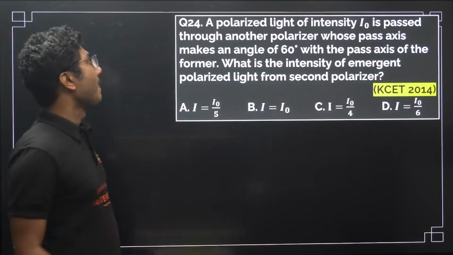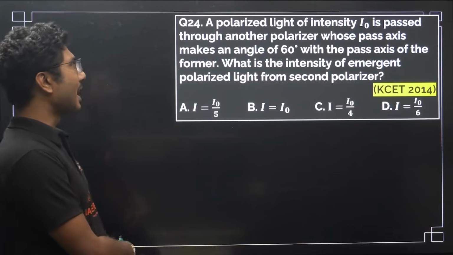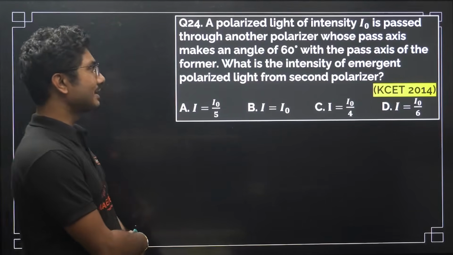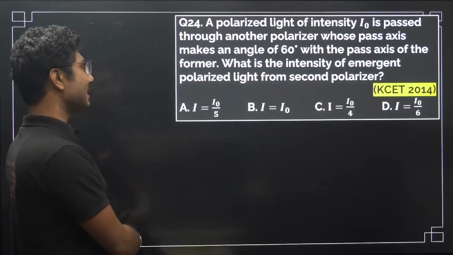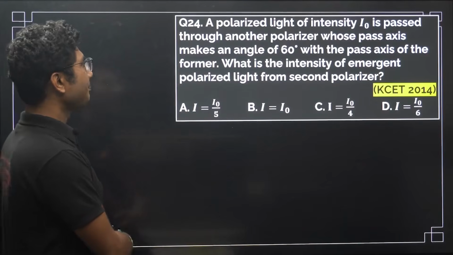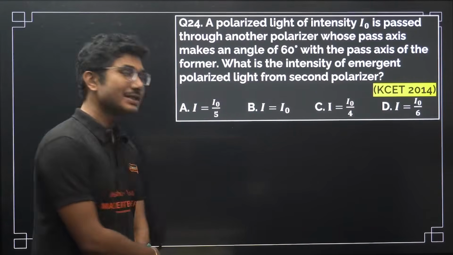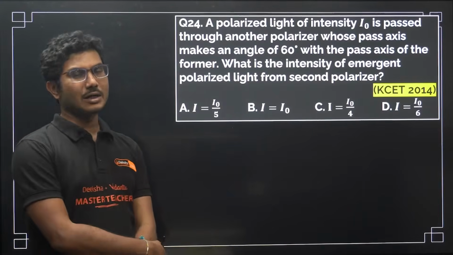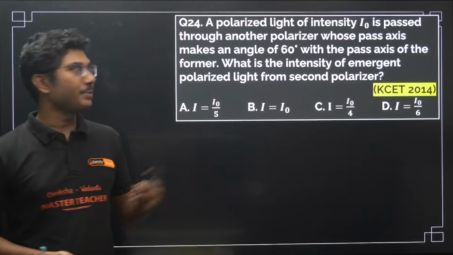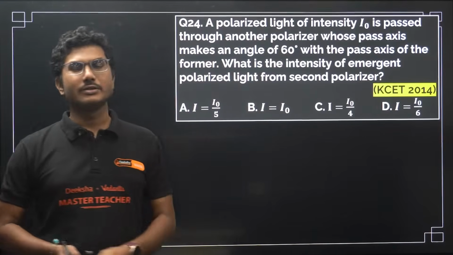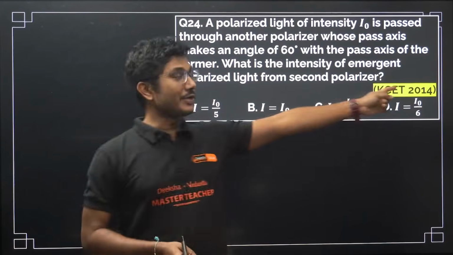A polarized light of intensity I naught is passed through another polarizer whose pass axis makes an angle of 60 degrees with the pass axis of the former. What is the intensity of the emergent light of the polarizer? Now this question I am leaving to you as homework. Why? I have already solved so many questions on this topic, and this is the easiest question out of all of them, and this is from KCET 2014.